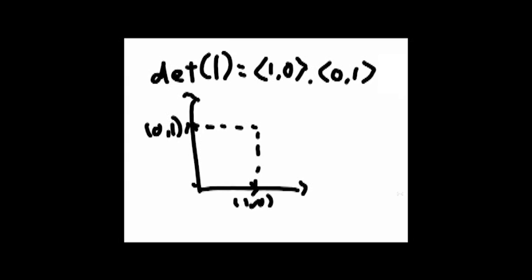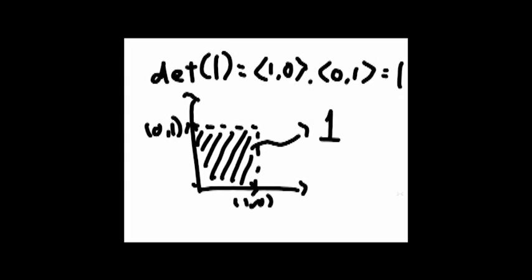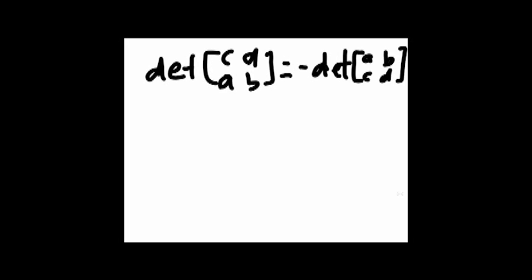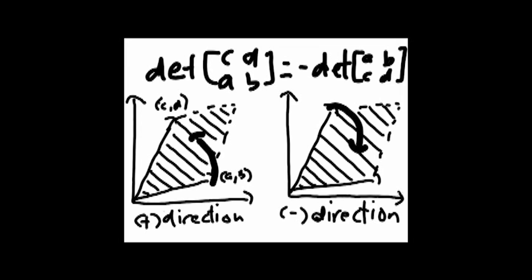Then let's begin. As we can see, the determinant of the identity matrix, which has 1, 0, 0, 1, can be converted into vectors 1, 0, and 0, 1. It creates an area that is equal to 1. Meanwhile, switching the rows of the matrix changes the direction of where we're going to look at it. Thus, the sign is changed, but the overall magnitude is the same.